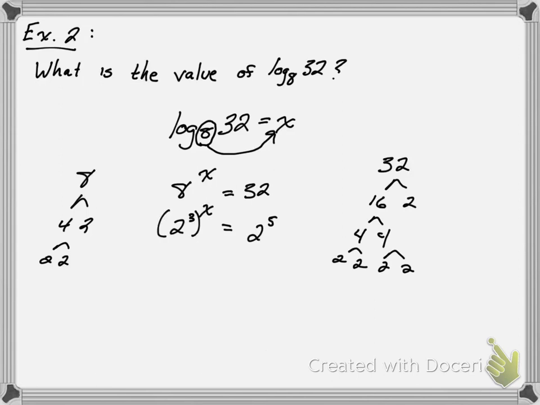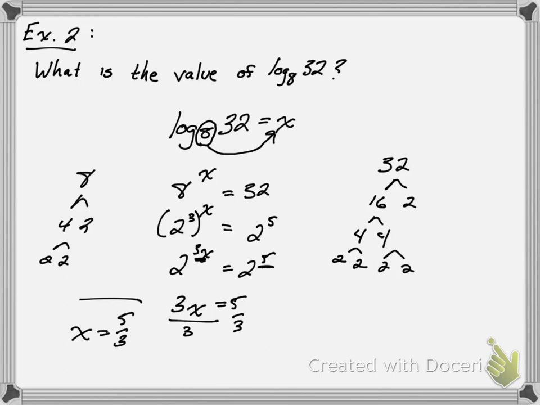Power to a power, you just multiply. So I end up with 2 to the 3x equals 2 to the 5th. When you have the same bases, you can just take their exponents and set them equal. 3x equals 5. Solve, divide by 3. x equals 5/3.